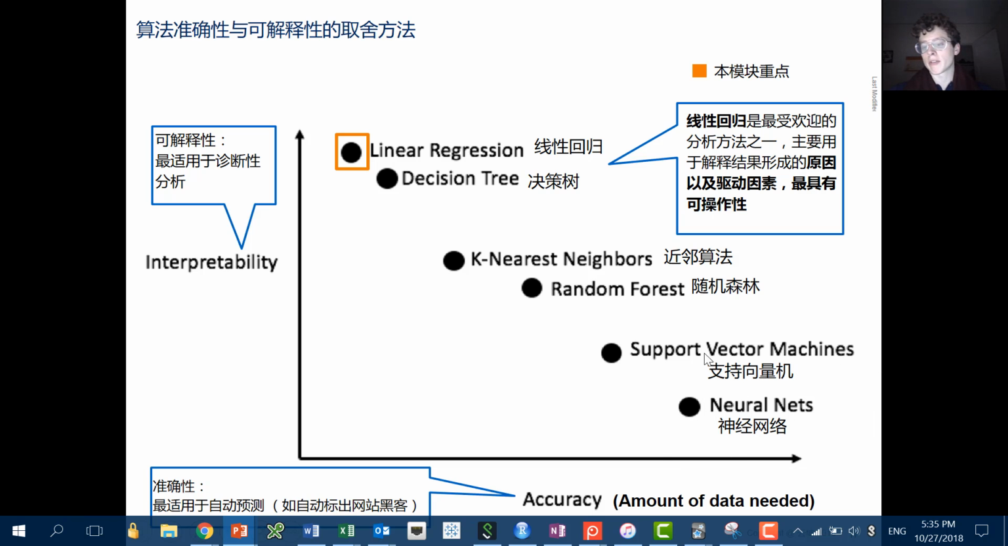Neural nets, which have become incredibly widely used in the past 5 years, for anything from self-driving cars to image recognition to voice recognition, are incredibly accurate given enough data. You need a lot of data to train a neural net. However, they're not very interpretable. It's hard to look at a neural net and say, oh, that gives me some big business insights. Instead, what a neural net generally tells you is what the prediction is, but it doesn't necessarily give you much information about why.